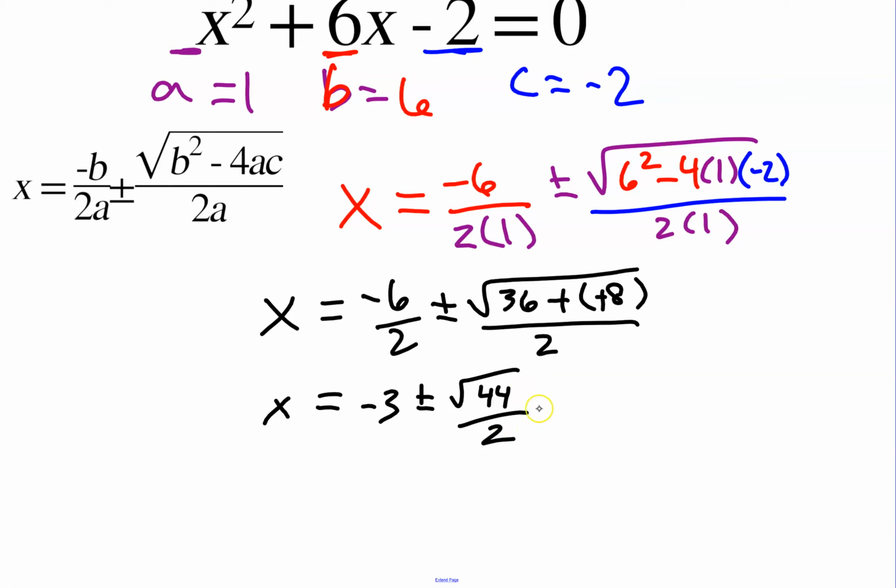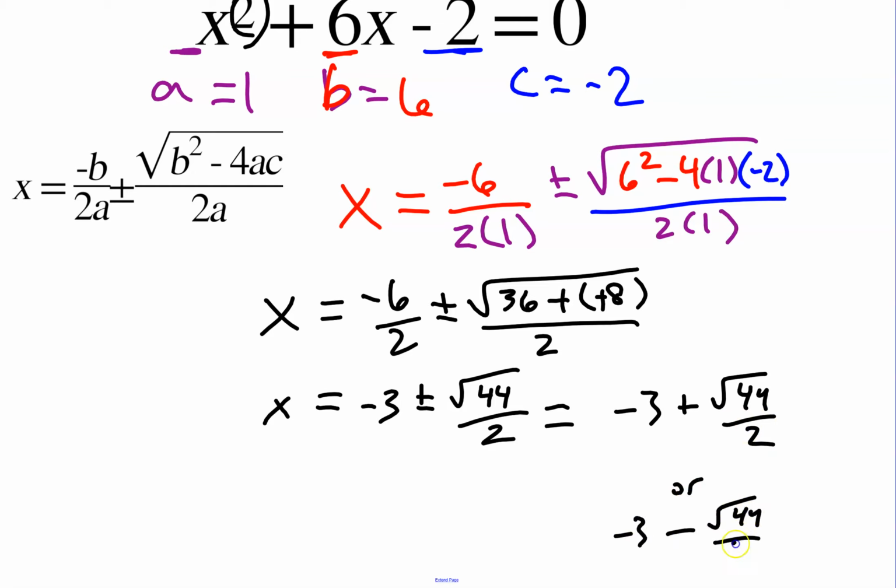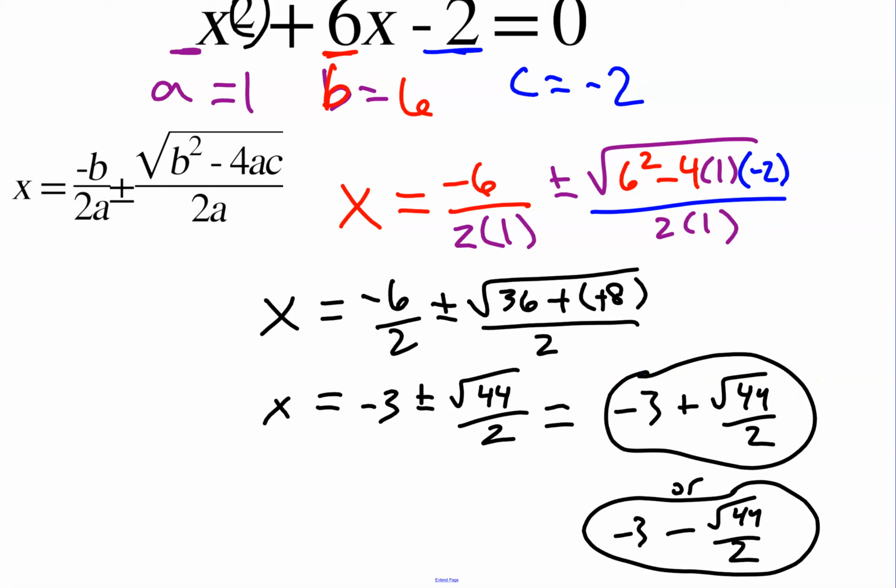But I do want to make sure we understand that what this really means is that we have two solutions to this equation, which makes sense because we have a quadratic. There should be two answers. And those two answers, if I write them separately, are negative 3 plus the square root of 44 divided by 2 and negative 3 minus the square root of 44 over 2. These are two separate answers, and I think a lot of people don't understand what that plus and minus sign really means. That's what it means.